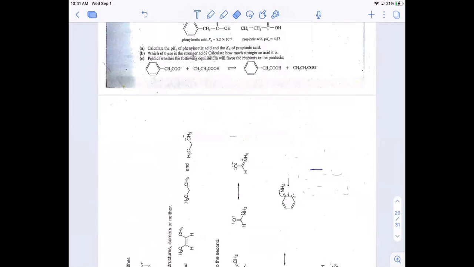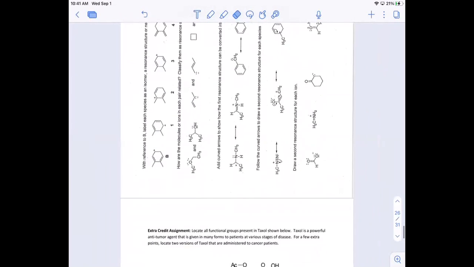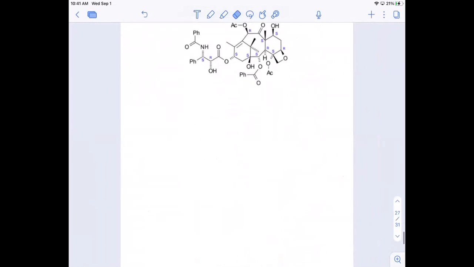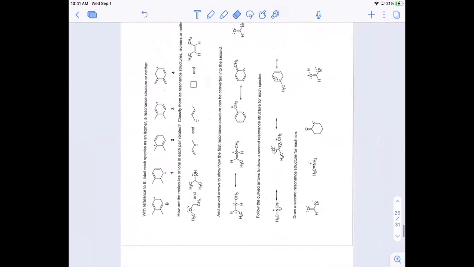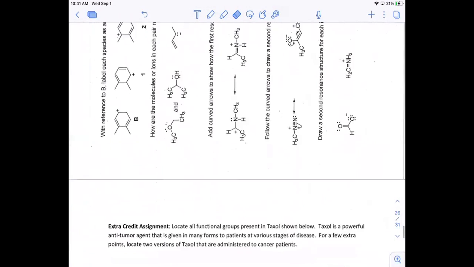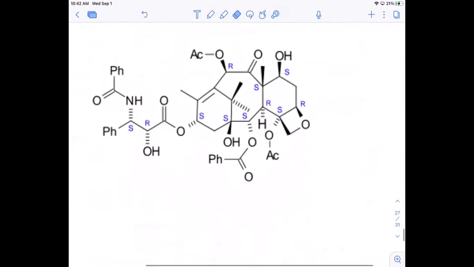All right, we're going to come back to this part because I want to talk about these functional groups real quick. And we'll come back to here. All right, because we only have 8 minutes left and I don't want to neglect functional groups.